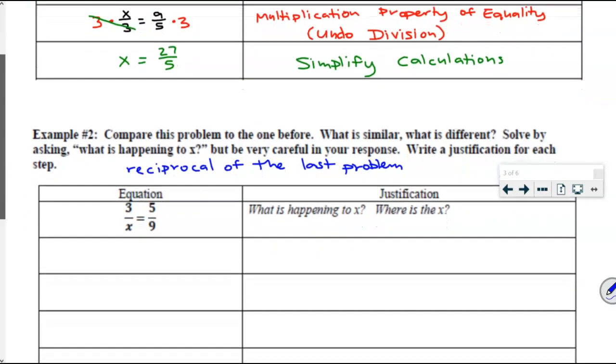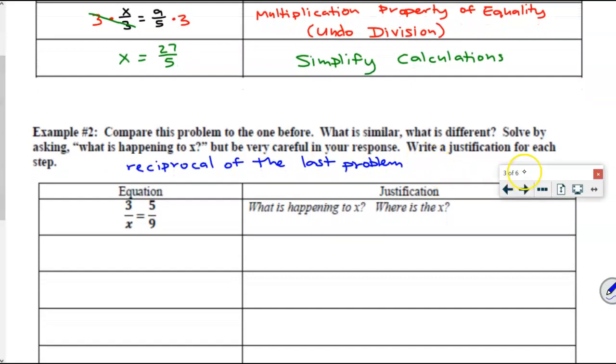Here is where I want you to be a little bit careful. When I ask what's happening to x, I want you to be really careful. Ignore, just cover this up for a second. Say this left-hand side of the problem. How would you say that? Grant? Yeah, 3 is divided by x.